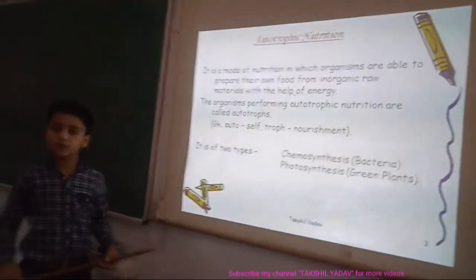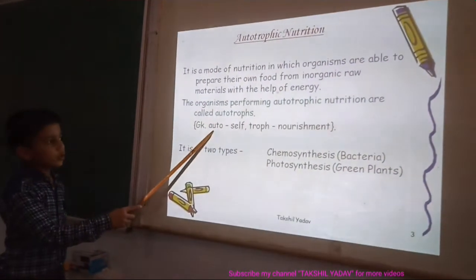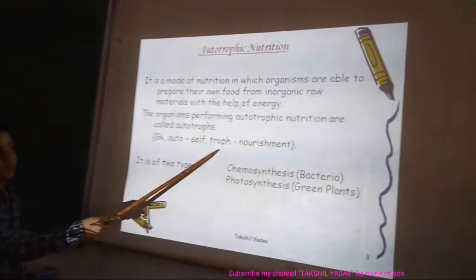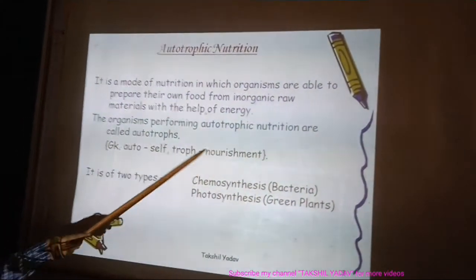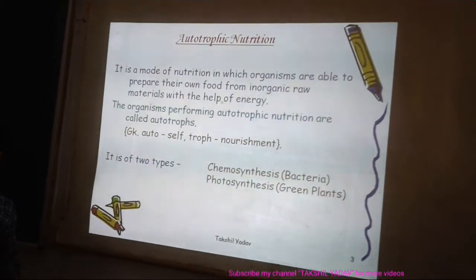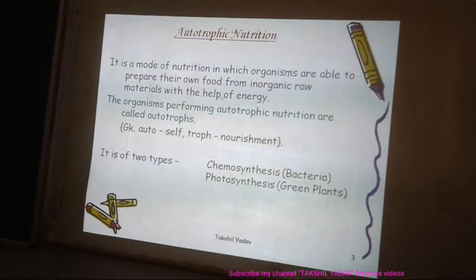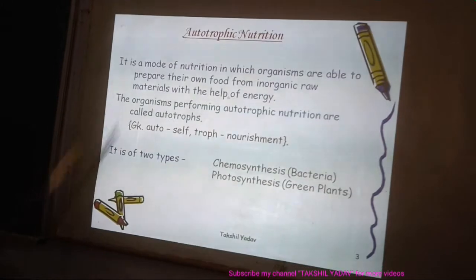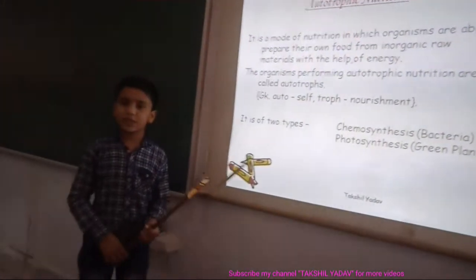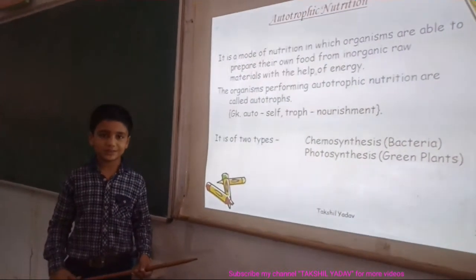The word autotroph is derived from two Greek words, auto and troph. Auto means self and troph means nourishment. So, the organisms that are able to nourish themselves by their own are called autotrophs, and they perform the autotrophic nutrition. Now, we will study the two types. Its two types are chemosynthesis and photosynthesis.